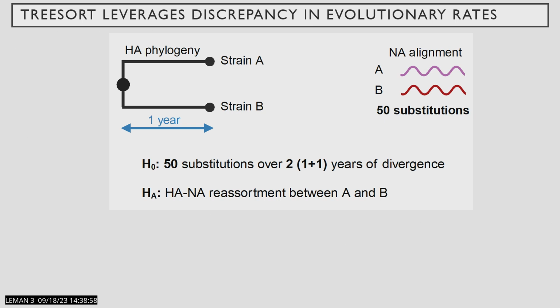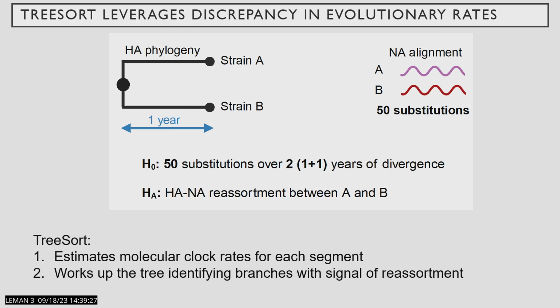Then we look at another gene segment, for example, the neuraminidase, and we see that between A and B NA genes, there are 50 substitutions. Then we can ask the question, is it likely that 50 substitutions have happened over 2 years of evolution? We can apply a rigorous hypothesis test there because we know substitution rates for different gene segments. If the hypothesis is rejected, then we know that there was a reassortment between the HA and NA in this case. And that's essentially how the algorithm works.